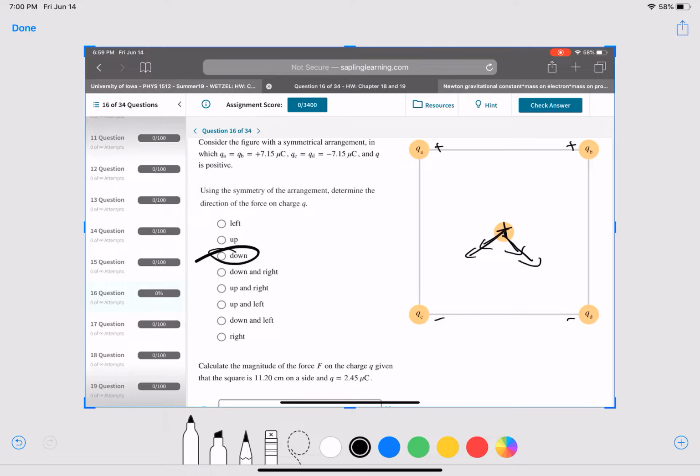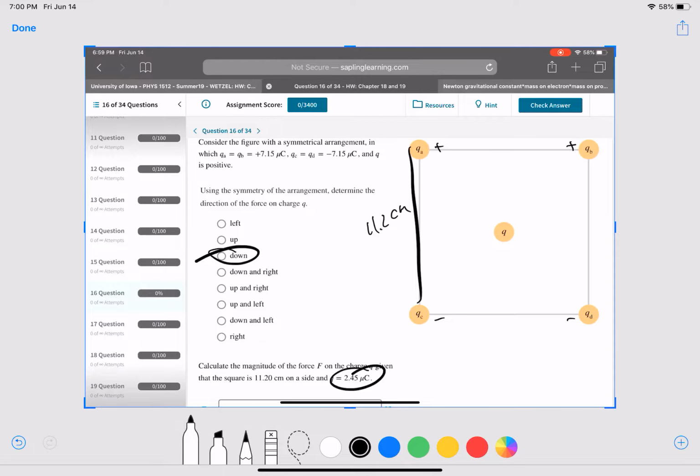If you look at each of these vectors independently, you've got an x component and a y component and an x component and a y component. The x components cancel each other out, so you're only left with the y components down. Okay, so that's that. For calculating the magnitude of the force on the charge, they're telling you that this is 11.2 centimeters on a side, and that the charge in the middle is 2.45 microcoulombs.